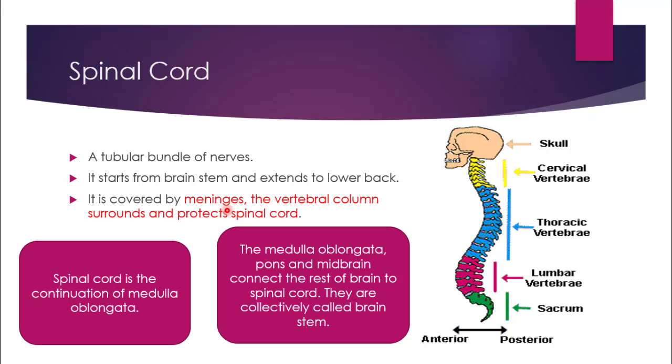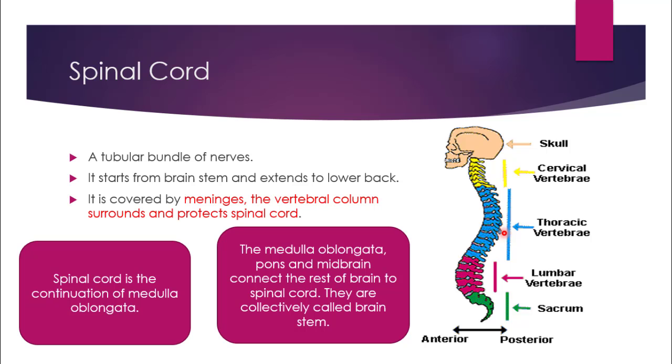It is covered by meninges and the vertebral column. Meninges are the layers that protect the brain, and here they also protect the spinal cord along with vertebral column, which means cervical vertebra, thoracic vertebra, lumbar vertebra. They surround and protect the spinal cord. So their main function is to protect the spinal cord. We can also say that spinal cord is the continuation of medulla oblongata, because medulla oblongata lies just on the top of the spinal cord. So it is actually the continuation of medulla oblongata that extends to the lower back, and we call it spinal cord.